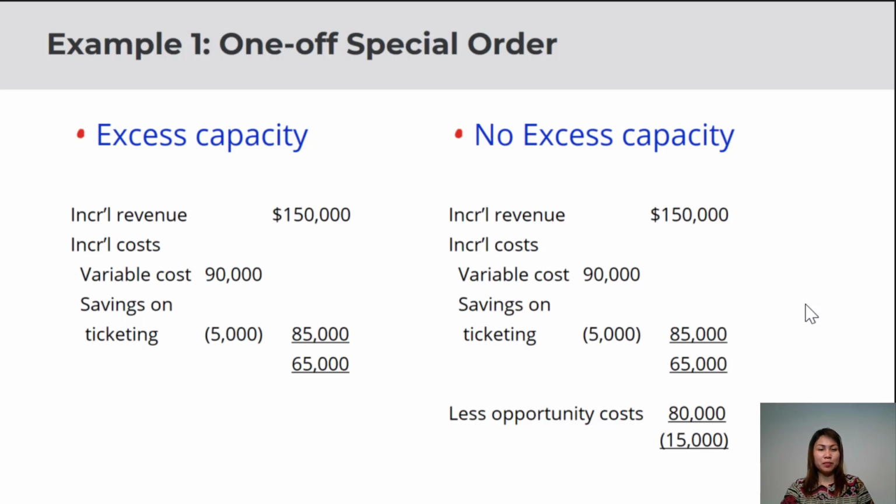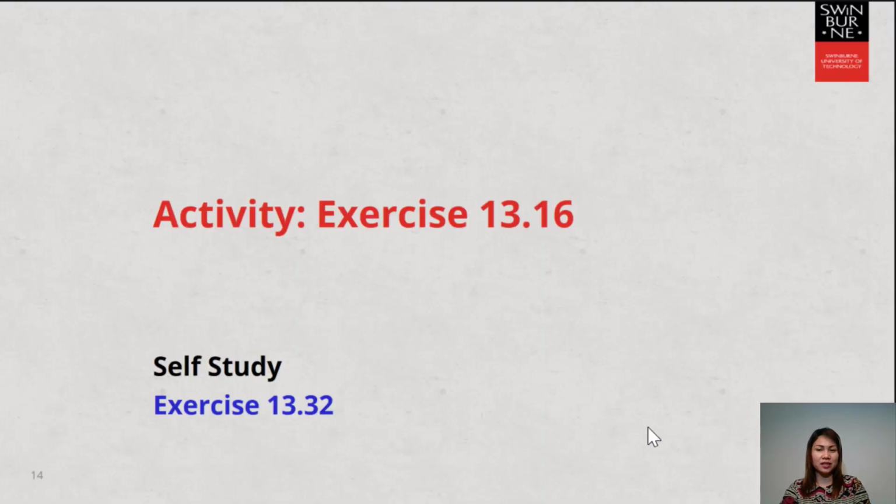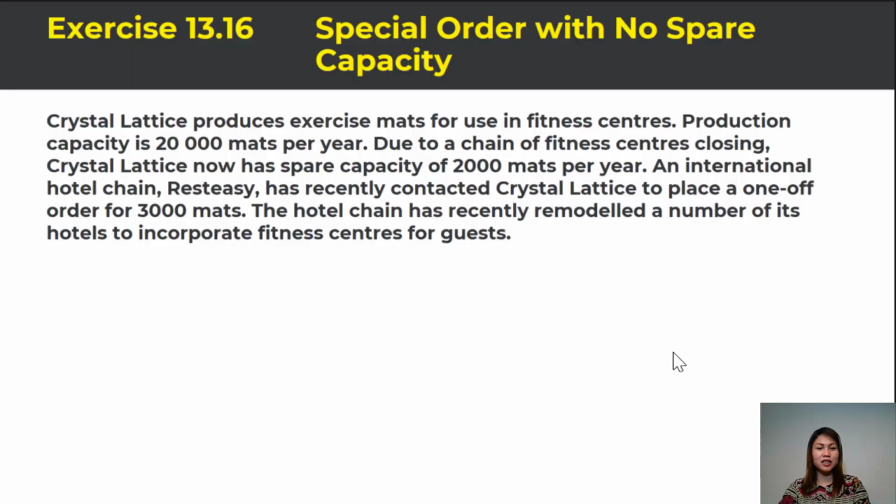So that's the example of special order under two different situations. You have excess capacity and no excess capacity. Now let's move on to exercise 13.16 from your textbook. It is a case on special order with no spare capacity.